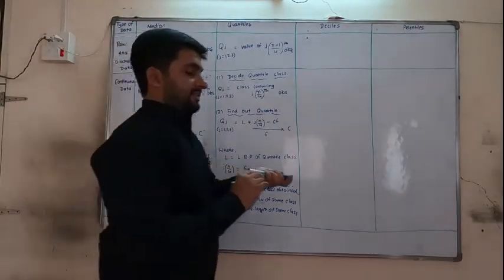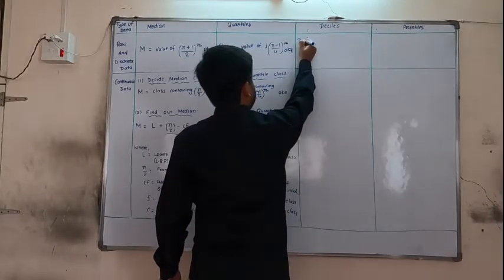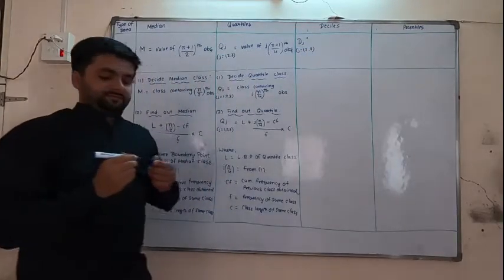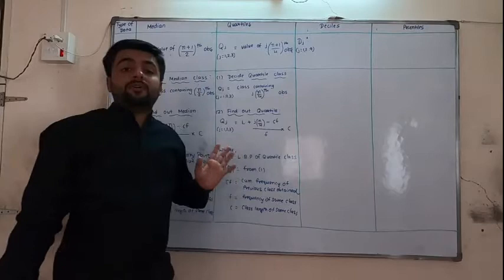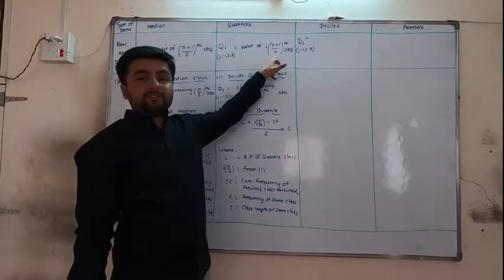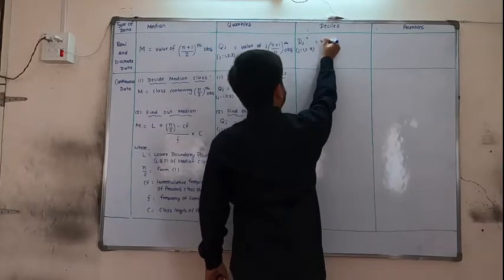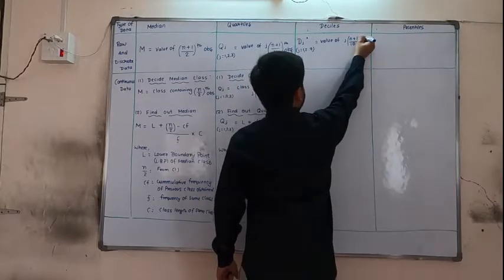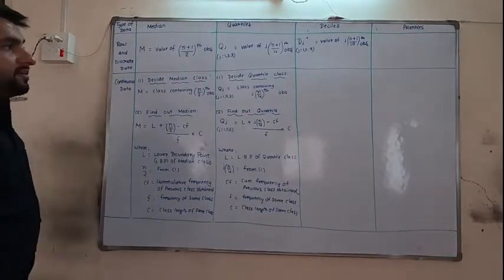Okay, let us write for the deciles. Dj. J is equals to 1, 2, 3, ... 9. J is equals to 1, 2, 3, ... 9 means there are 9 deciles. Again, if there are 3 quartiles, it divides into 4 parts. If there are 9 deciles, then it divides into 10 equal parts. So Dj is equals to value of J n plus 1 by 10th observation.